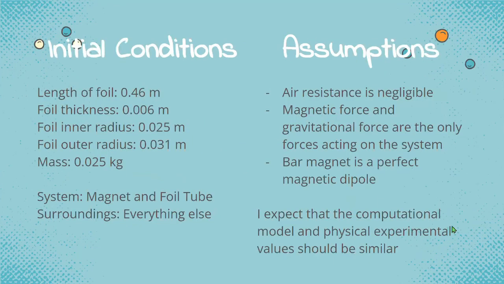Our initial conditions were the measurements I took: the length of the foil was 0.46 meters, the foil thickness was 0.6 centimeters, plus the inner radius and outer radius, and the mass of the magnet was 0.025 kilograms. The system was the magnet in the foil tube, and the surroundings were everything else. We made a couple of assumptions. We assumed that air resistance was negligible, that the magnetic force and the gravitational force are the only forces acting on the system, and that the bar magnet is a perfect magnetic dipole. I expected that the computational model and the physical experiment values would be similar.